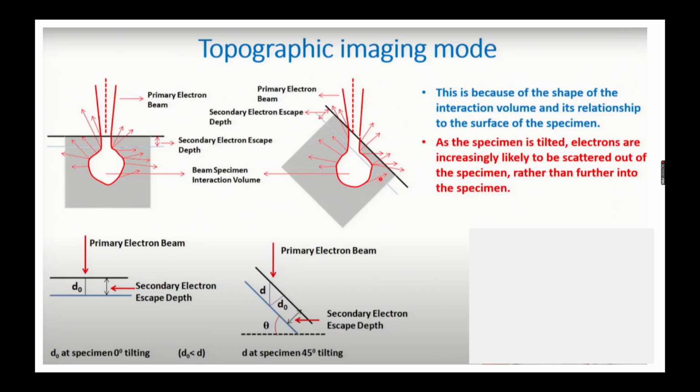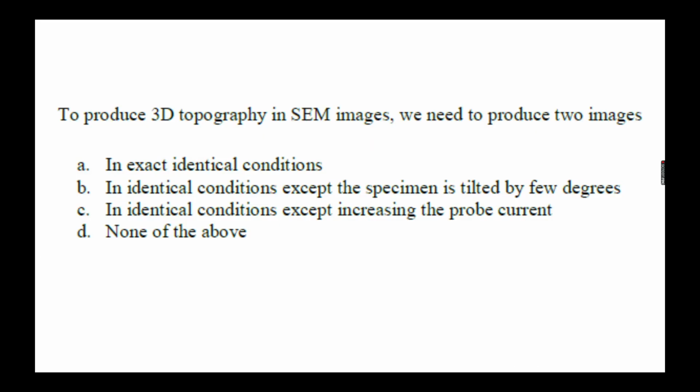When you tilt your specimen, the electrons are more likely to scatter out of the specimen rather than further into the specimen. Okay, so B will be correct: the identical conditions except the specimen is tilted by a few degrees.